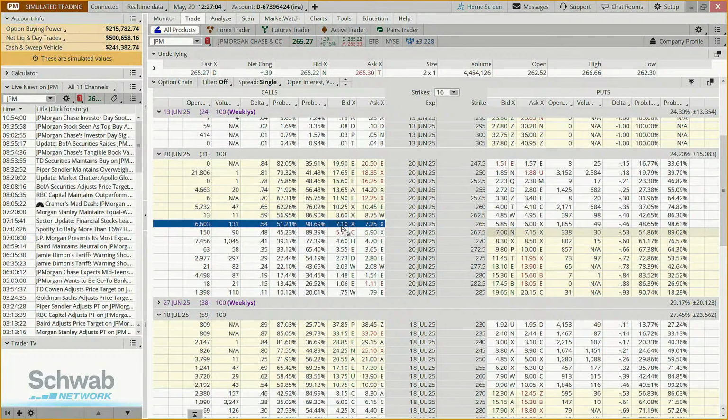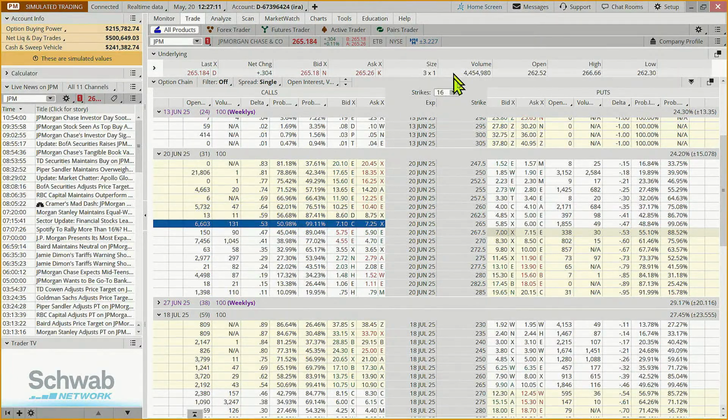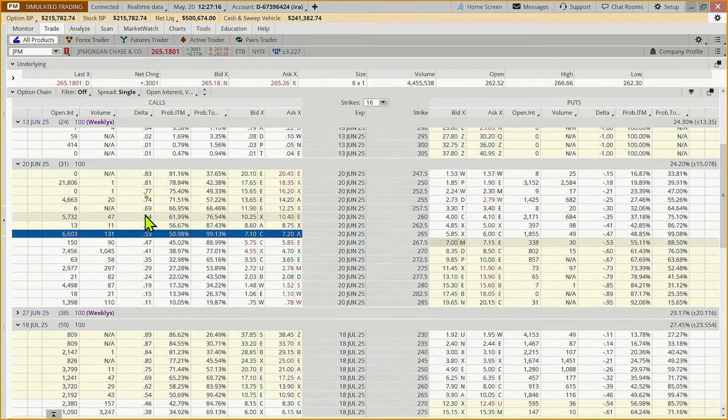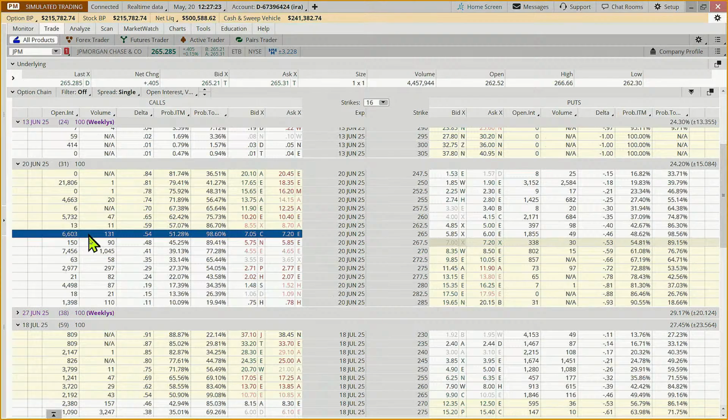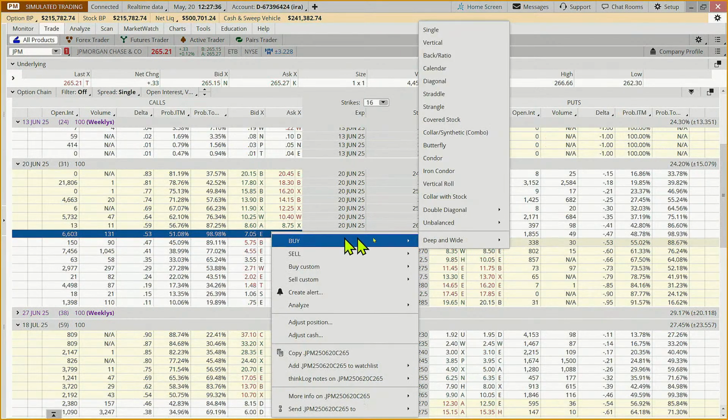Now we're thinking we might only be in this trade for 4 or 5 days. Here we've got over 1 million shares a day traded. We have a lot of volume. Open interest is the number of contracts already on the books. There's already 6,603 contracts and another 131 contracts traded so far today for the June 20th 265 strike. And so we want to buy, and this is an option.